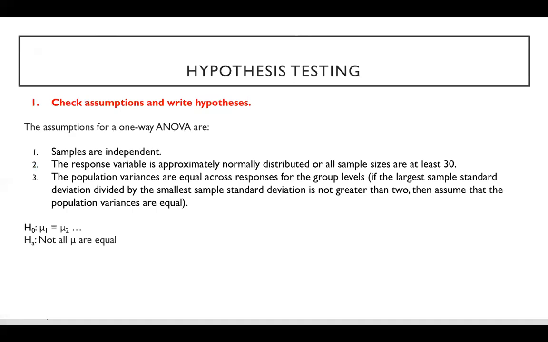And then when we're writing our hypotheses, we just say that mu1, for example, is equal to mu2 equals mu3. And then for our alternative hypothesis, it's just that not all of our means, for example, are equal to one another.